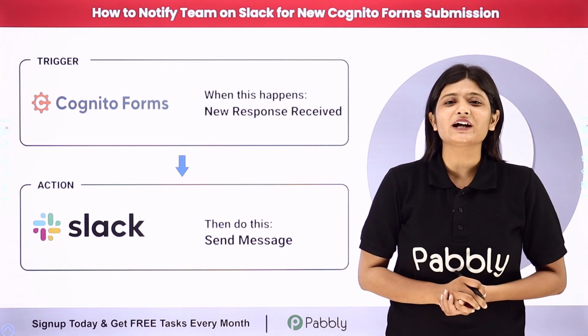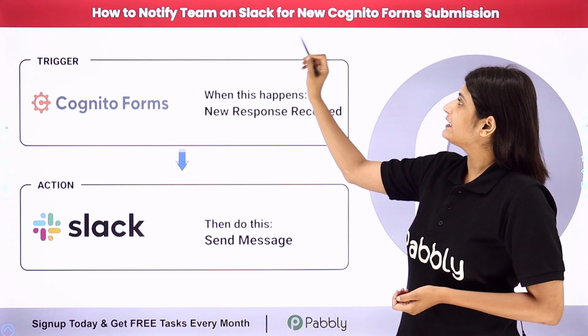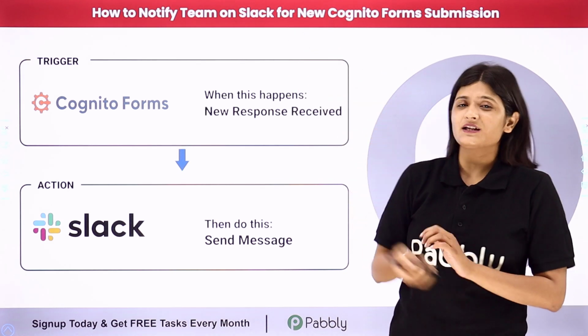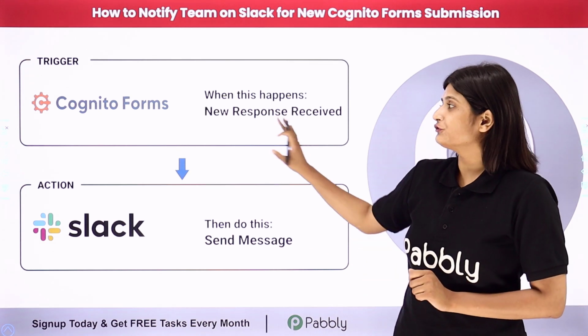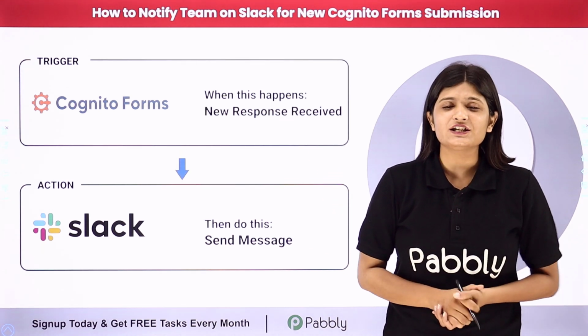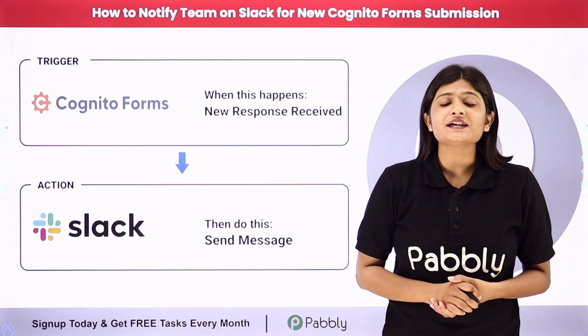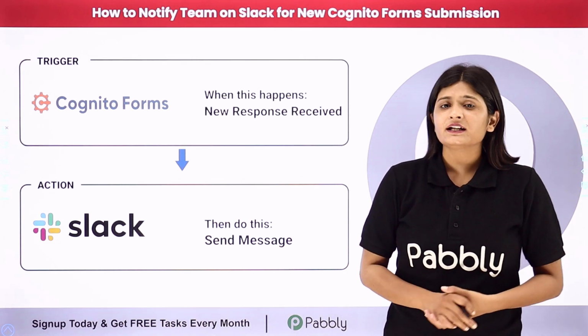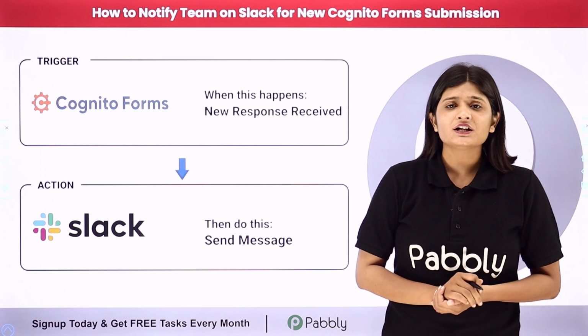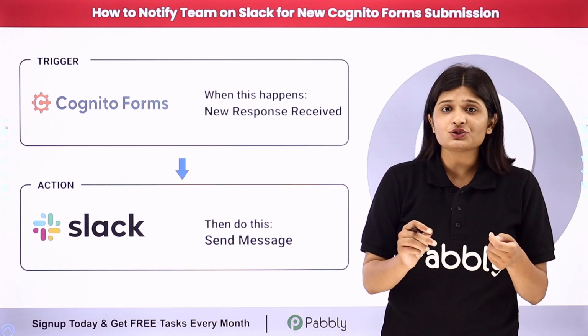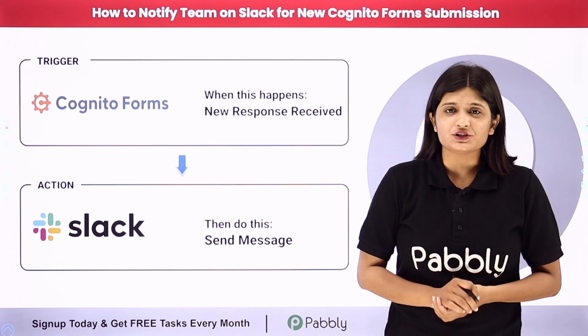So in this video, we are going to learn how to notify team on Slack for new Cognito Forms submission. Let's suppose a customer support team uses Cognito Forms to take customer feedback and issues. Now they want that as soon as the form has been submitted, the details are automatically shared with the support team in a Slack channel so that they can quickly resolve the issues and prioritize important issues.